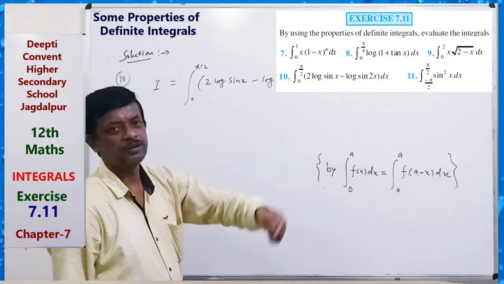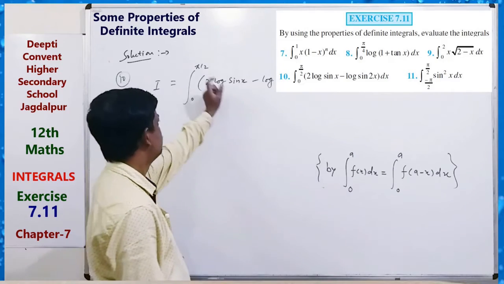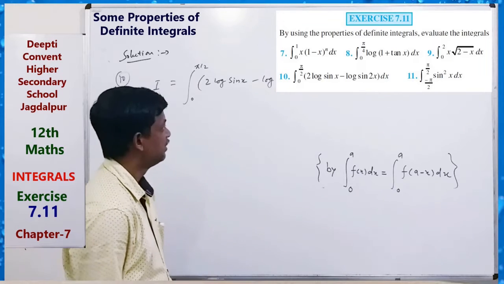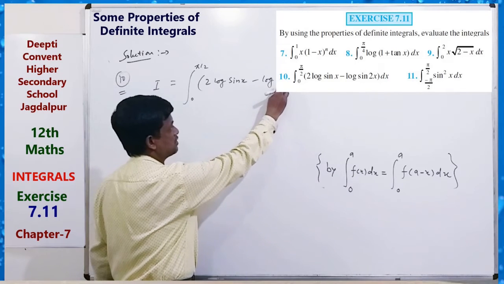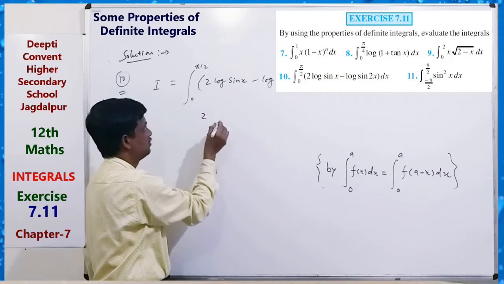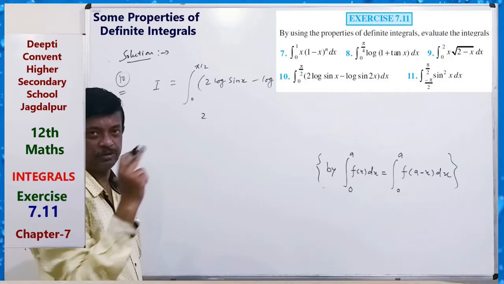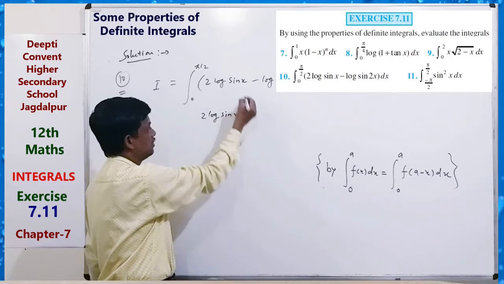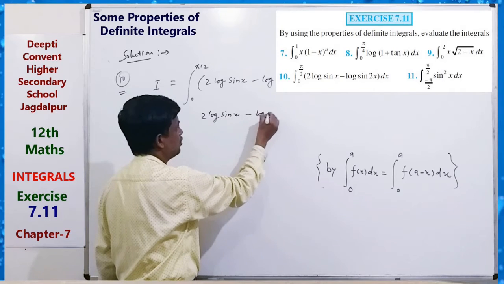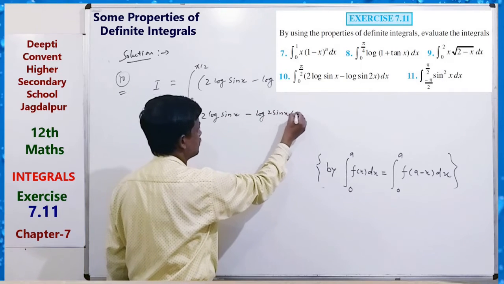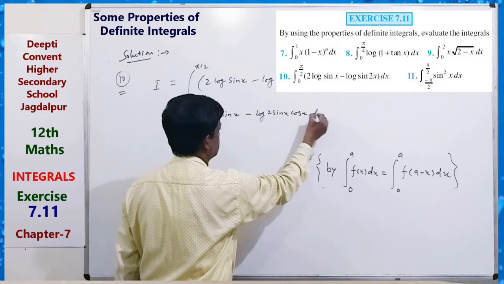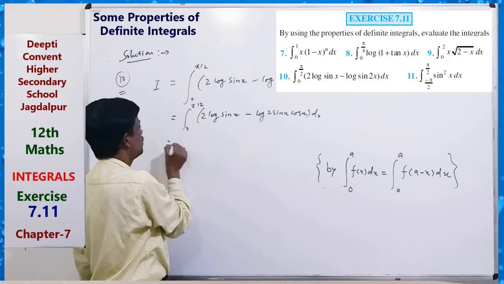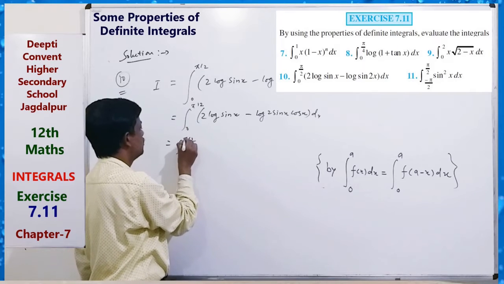Here also, first of all, we have to simplify this. sin 2x is 2 sin x cos x, so we can get it like this. Let me give a hint for this question: I equals integral from 0 to pi by 2 of 2 log sin x minus log of 2 sin x cos x dx.